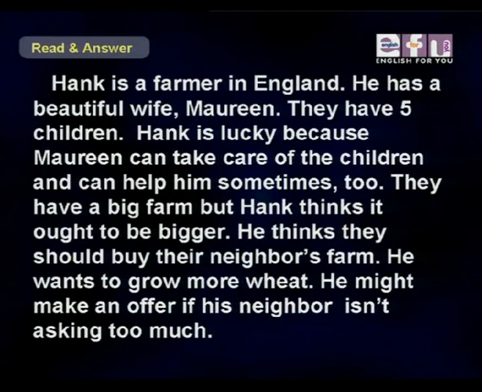Hank is a farmer in England. He has a beautiful wife, Maureen. They have five children. Hank is lucky because Maureen can take care of the children and can help him sometimes too. They have a big farm, but Hank thinks it ought to be bigger. He thinks they should buy their neighbor's farm. He wants to grow more wheat. He might make an offer if his neighbor isn't asking too much.